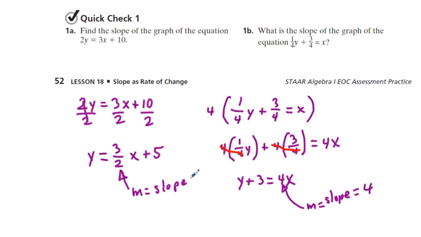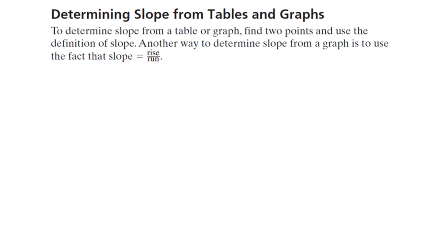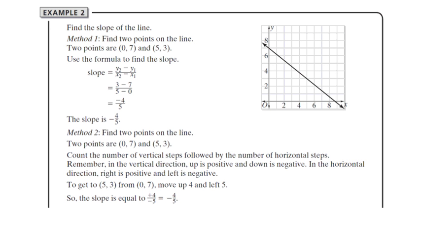And on this left one here, 1a, we have our slope of 3 over 2, or 1.5. Next, determining slope from a table or graph. Find 2 points and use the definition of slope. Another way to determine the slope from a graph is to use the fact that slope equals rise over run.